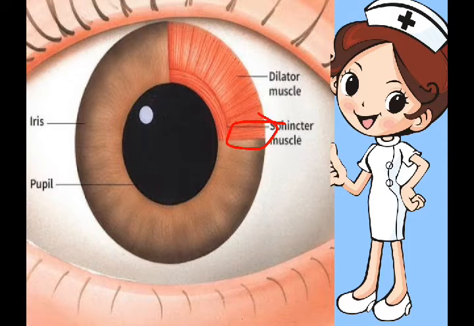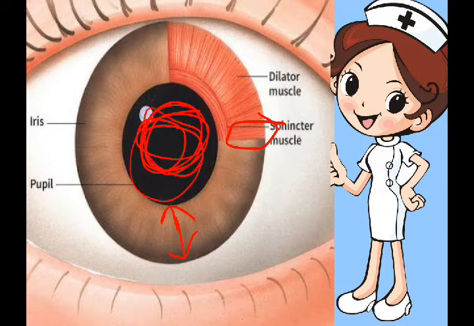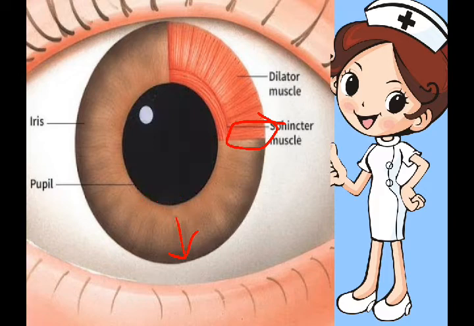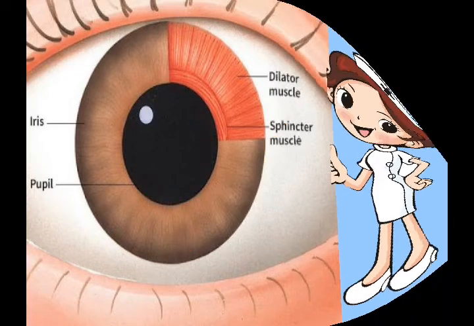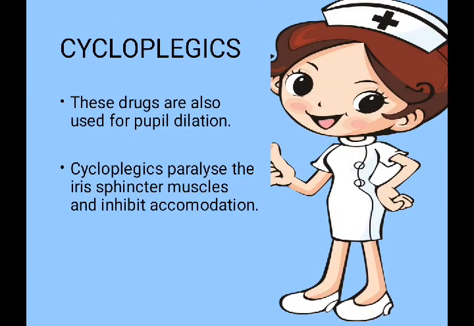As we all know, the brown part which is showing here is the iris, and the blackish part which is inside is the pupil. Now the iris sphincter muscles get relaxed here. The iris sphincter muscles get relaxed while putting in the cycloplegic drops. They get paralyzed so that they cannot perform any kind of function, and in this way accommodation gets inhibited, so that we can find out the proper refractive error of the patient.